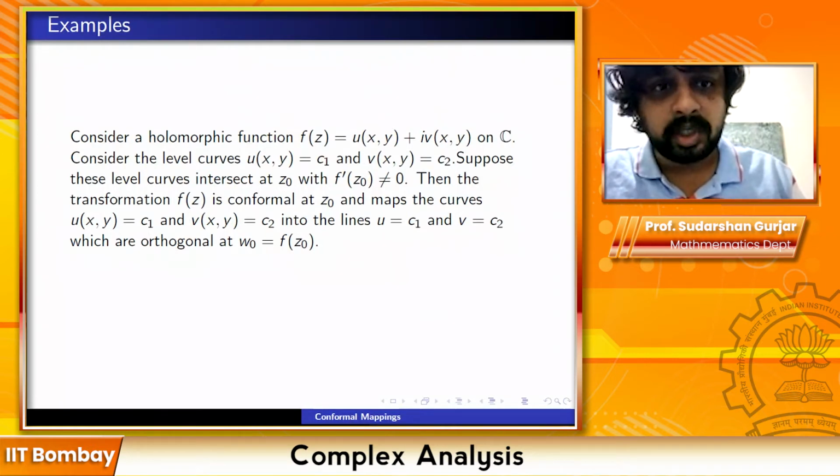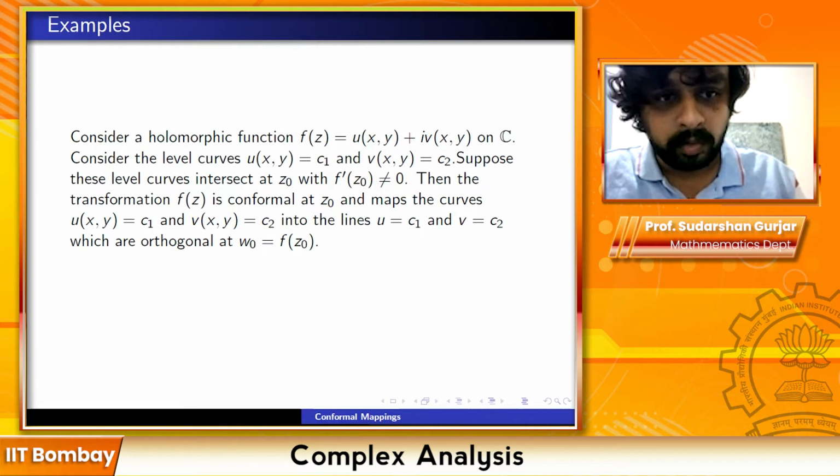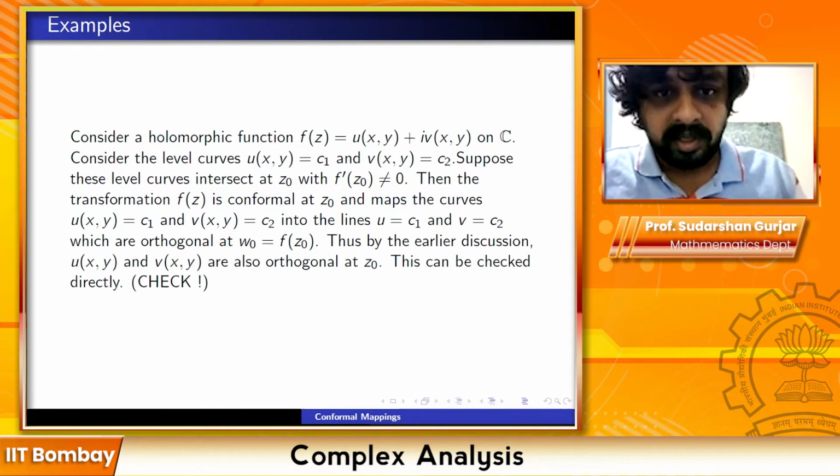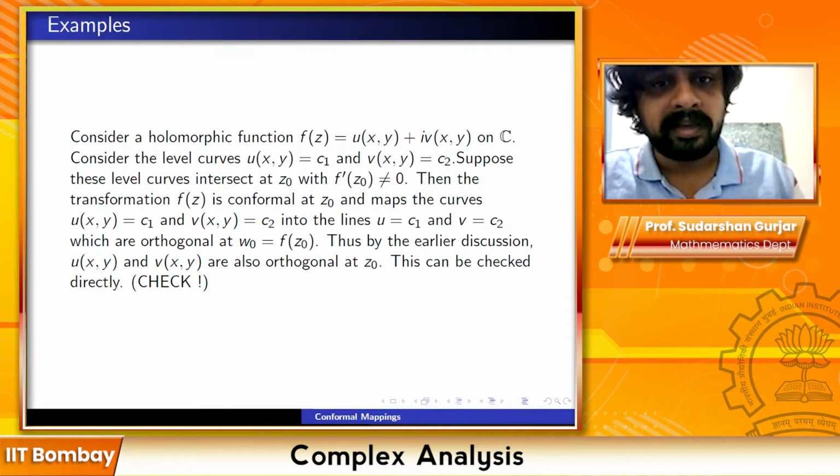So when I take the images of these two curves, u of xy and v of xy, I get two perpendicular lines, u and v, which intersect orthogonally at w naught equal to f of z naught. Thus, by the earlier discussion, u of xy and v of xy are also orthogonal at z naught. This can be checked directly. So I'll just leave this little checking to you.